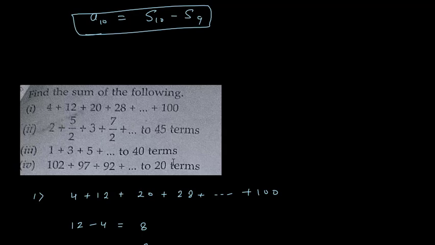Now the rest of these two problems, I think you can solve by yourself. Try these problems and solve. Third and fourth question. Here also you have to find up to 40 terms. That means n is given, the last term is not given, and in the fourth one n is given. Now the fourth one, you see it is 102, 97, 92. That means the sequence is decreasing. So the value of d here you will get is negative 5.